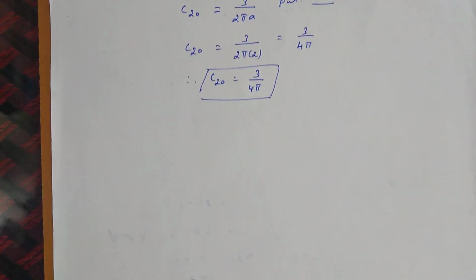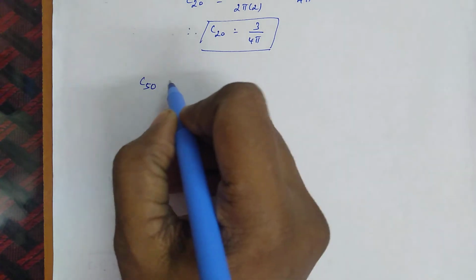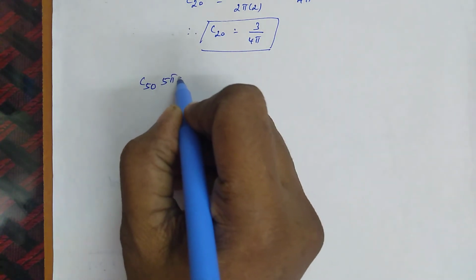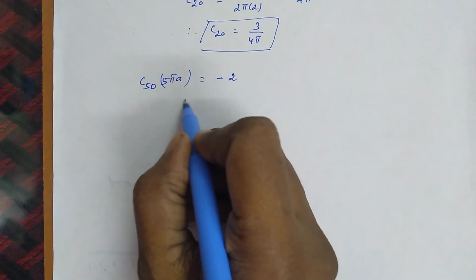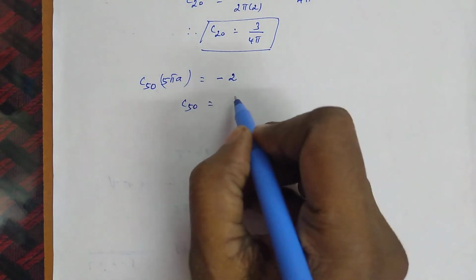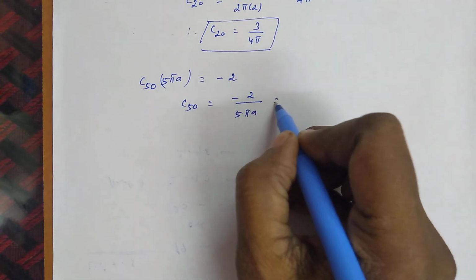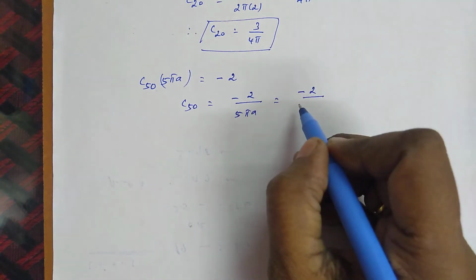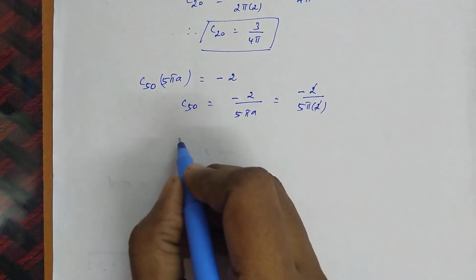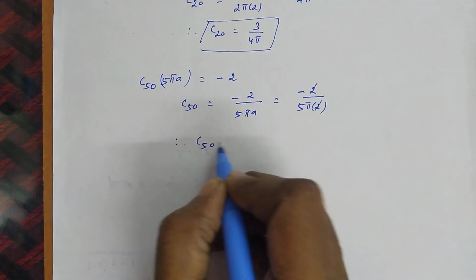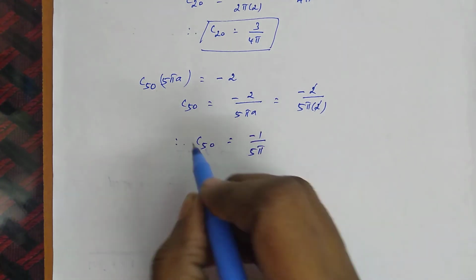What is the next one? C50. Okay, so the next term is C50 5 pi a equal to, right hand side, minus 2. So we need the value for only C50. So minus 2 by 5 pi a, and a is equal to 2. So minus 2 by 5 pi into 2, we can cancel these two. Therefore C50 equal to minus 1 by 5 pi.